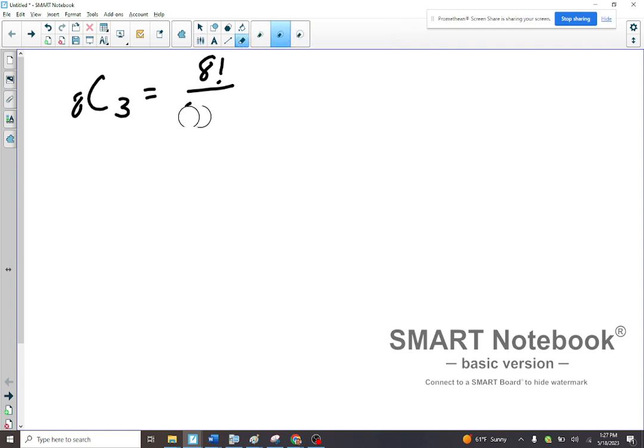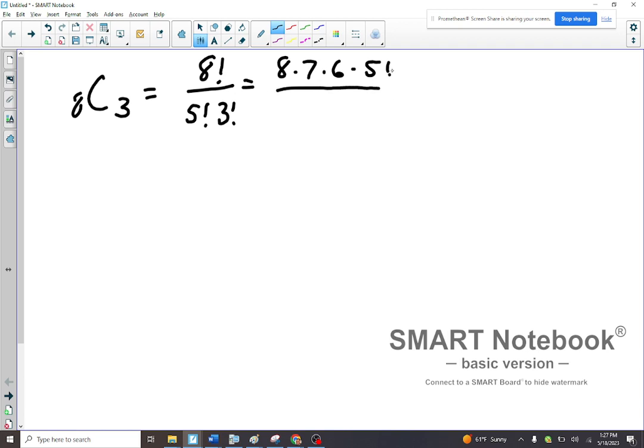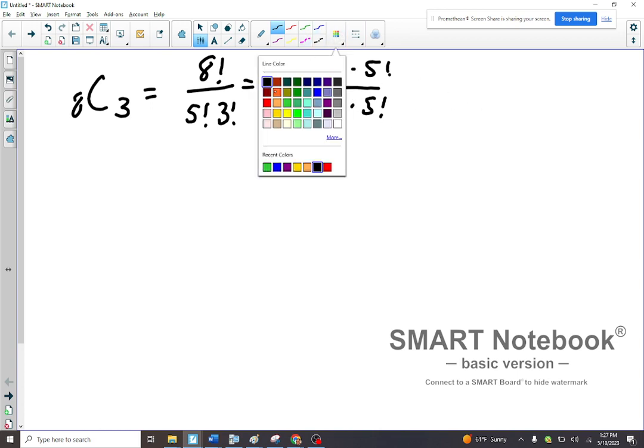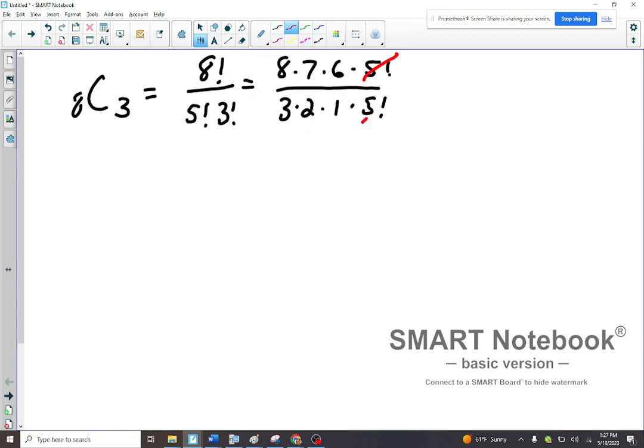over 5 factorial, 3 factorial. The reason is you just break it up because there's a 3 and there's a leftover 5. That would be 8 times 7 times 6 times 5 factorial. I purposely stopped there because 5 factorial will be 5, 4, 3, 2, 1. And over here it's going to be 3 times 2 times 1 times 5 factorial, because that'll be 5, 4, 3, 2, 1. Which means the easiest way to cancel it out is cross out these 5 factorials.